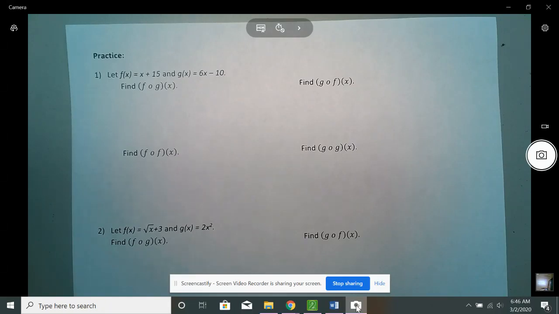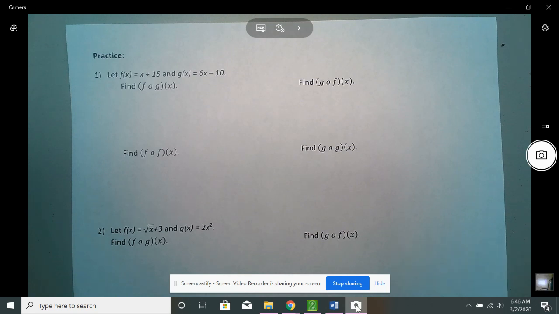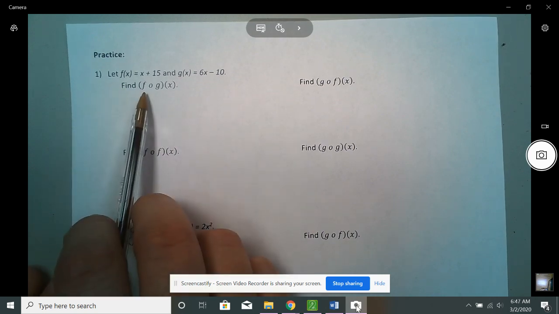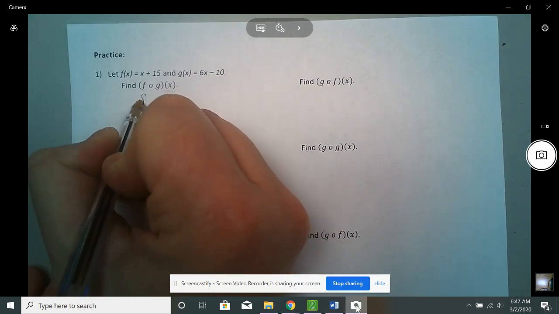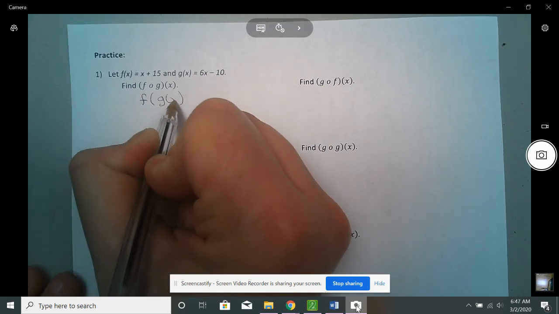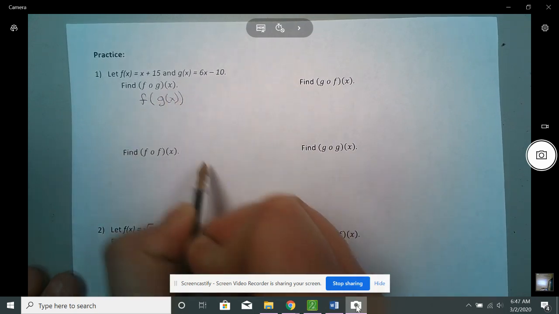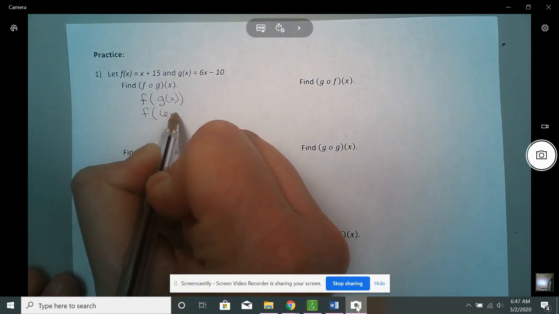Okay, let's try example 1. We're saying let the f of x function be x plus 15. Let the g of x function be 6x minus 10. This first notation says find f of g of x. That means I'm going to write it as the f function with the input g of x. So I'll take the f function and I'll input 6x minus 10.